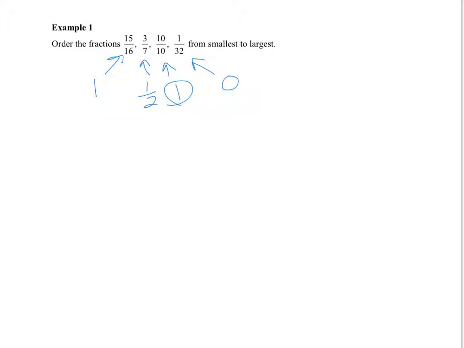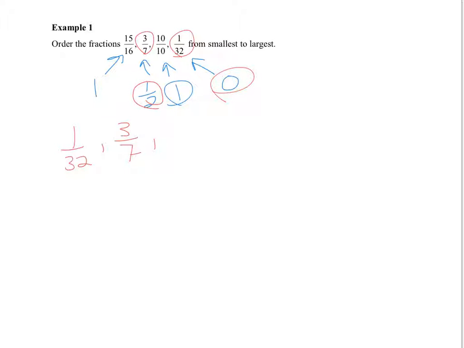So then if we're looking at which is the smallest, the 0 is the smallest, so I'm going to write 1 over 32 first, okay? Then the next smallest one is a half, so that's only a half pan, which was 3 over 7, so I put 3 over 7 here, okay?